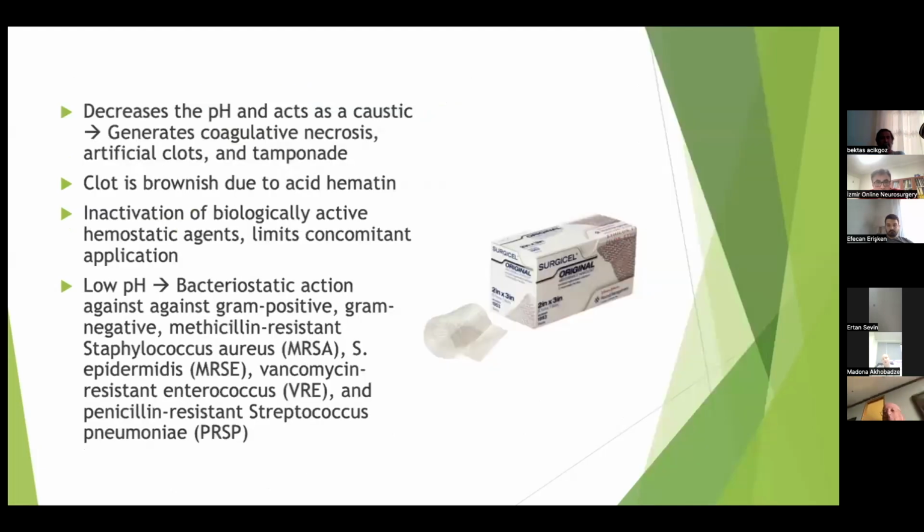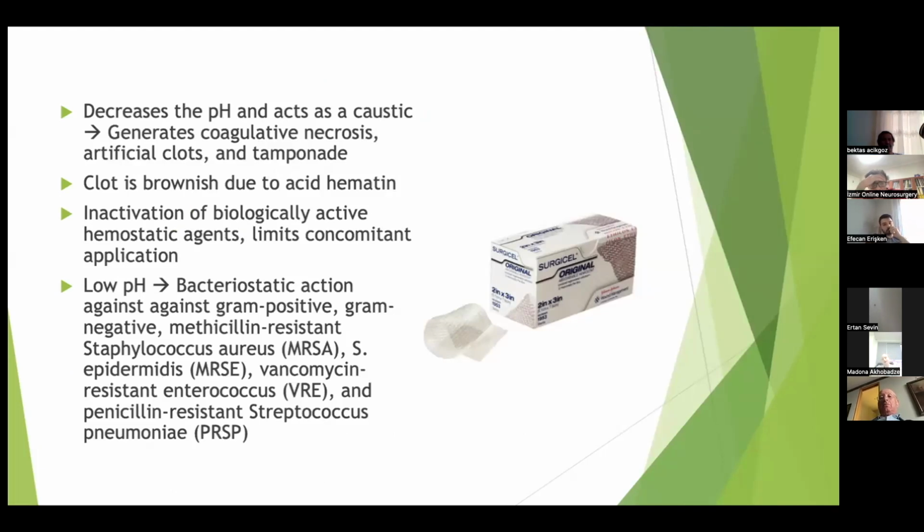Now, another advantage of this is that it decreases the pH and acts as a caustic agent. So it generates coagulative necrosis, artificial clots, and tamponade. And the clot is brownish. Whenever we apply Surgicel, it will turn brownish immediately, and it is due to the formation of acid hematin.